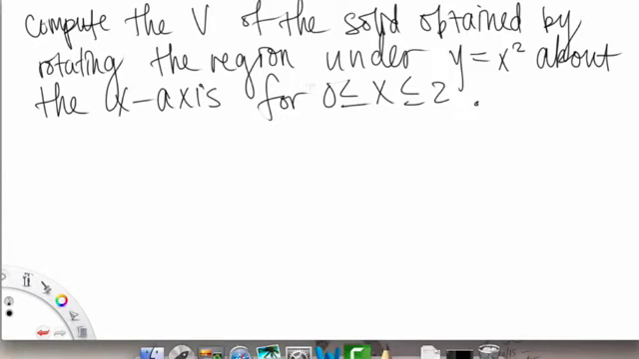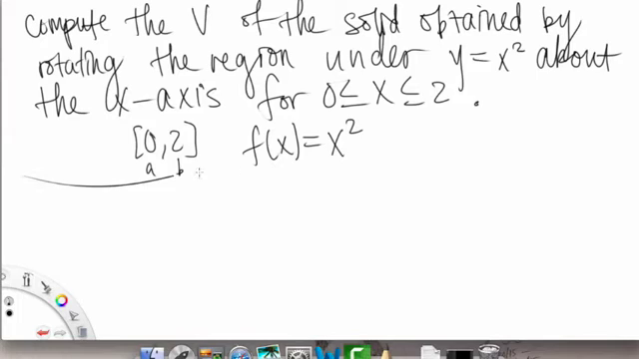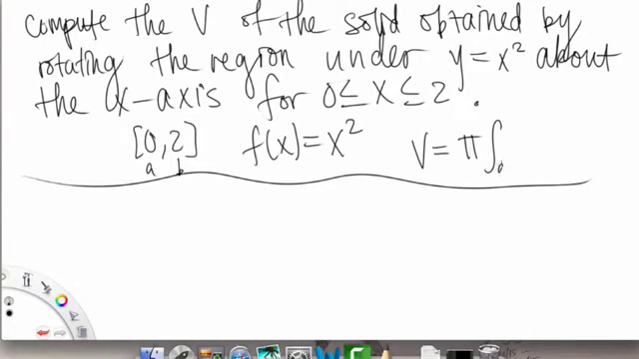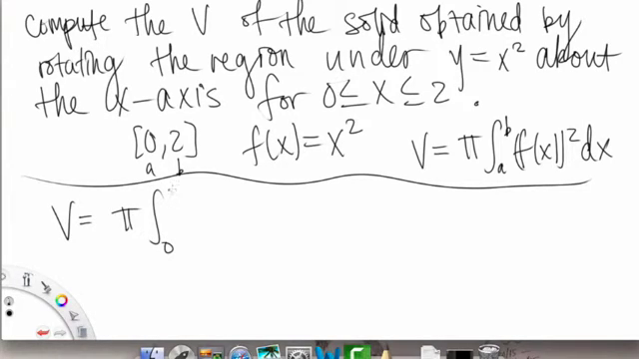Okay, so our interval is 0 to 2, so a is 0 and b is 2. Our function is f of x equals x squared. Alright, so now we're just going to plug this into our formula for the volume of a solid. So that's going to be pi times the integral from a to b of f of x squared dx. Okay, so the volume is equal to pi times the integral from a to b, now 0 up to 2.